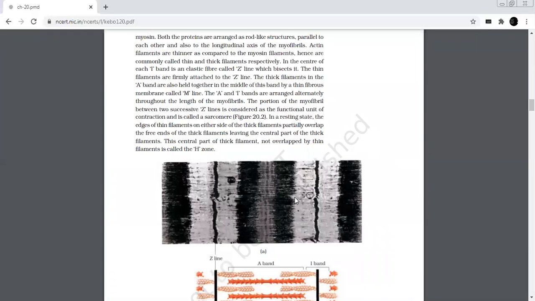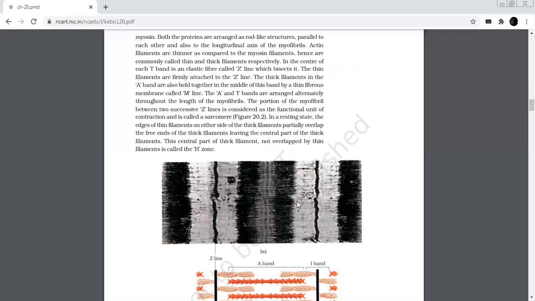Dark and light bands. The dark bands are called anisotropic bands or A bands, which contain myosin. Myosin is the name of the protein. The light bands are called isotropic bands or I bands, which contain the protein actin. The striated appearance of the fibril is due to the distribution pattern of the proteins actin and myosin in the muscle tissue.